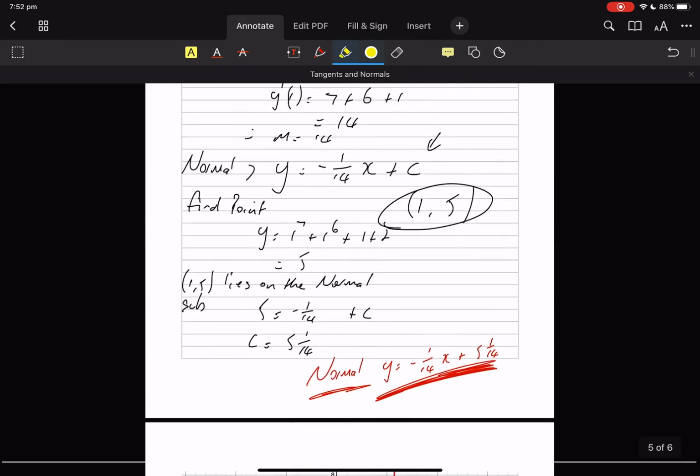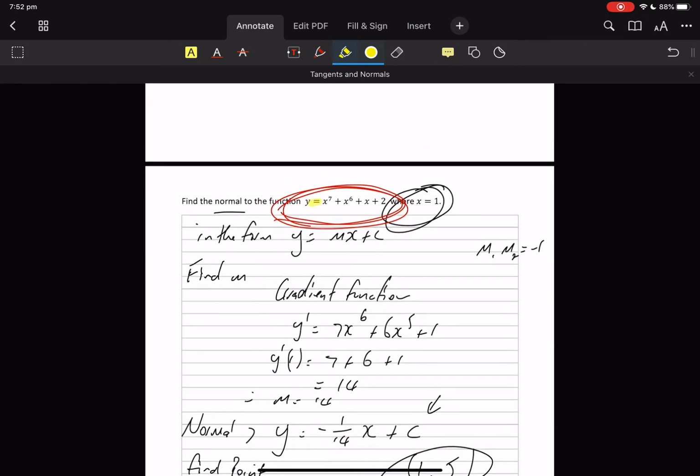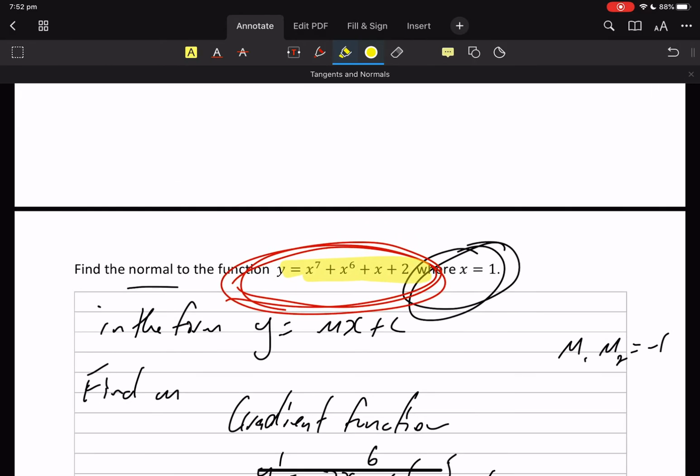Okay, tangents and normals. We do lots of tangents and normals. These are the easy type polynomials. We do them with exponentials, trigonometric functions, you name it. So get used to it now and do some practice.